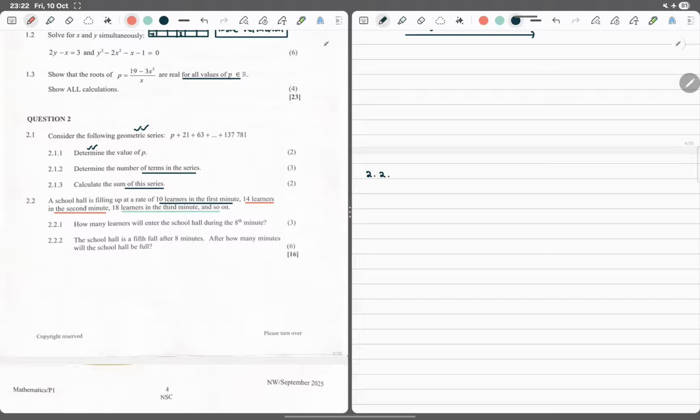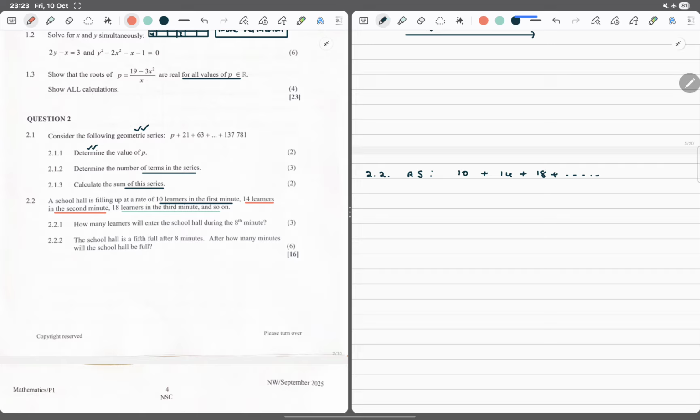So this is an arithmetic sequence with the common difference of 4, right? So this is what this is. So we've got an arithmetic sequence or progression, but again, if we're filling up a hall, these numbers are adding. So we can say it's an arithmetic series. We get 10 plus 14 plus 18, and it keeps going.